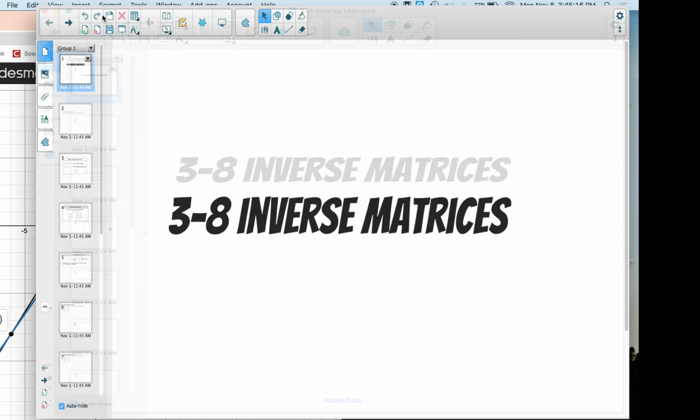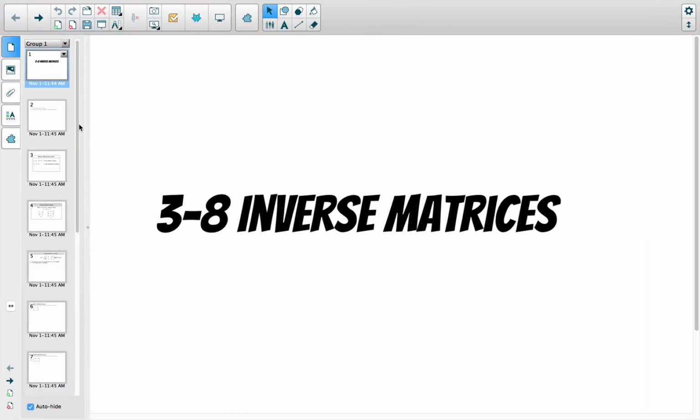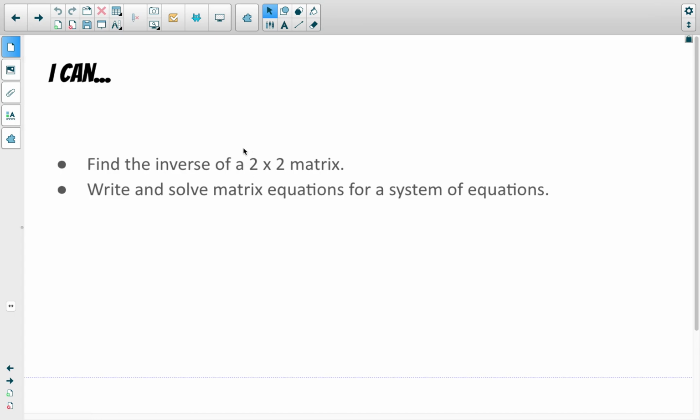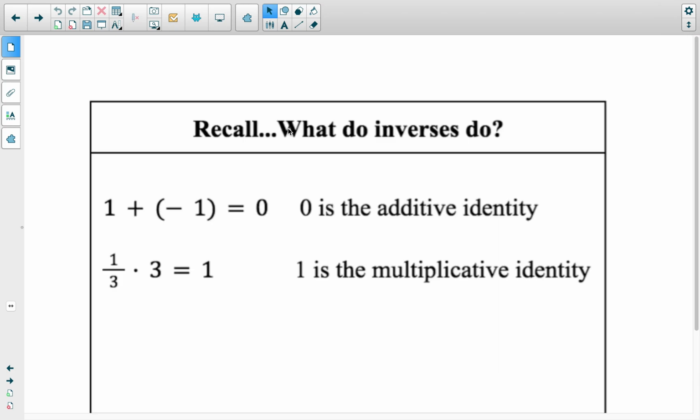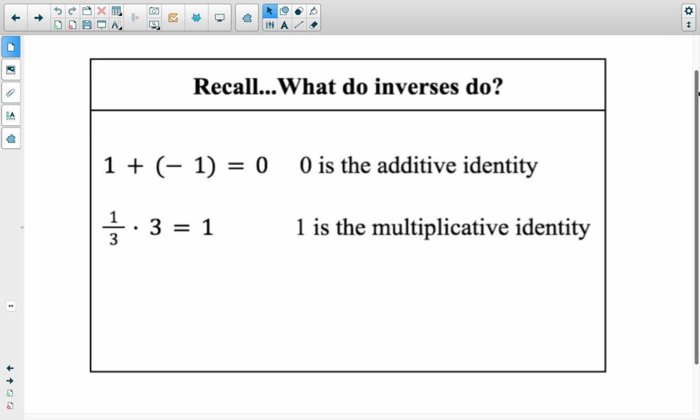Right, this is 3.8, all about inverse matrices. We will be able to find the inverse of a 2 by 2 matrix and write and solve matrix equations for a system of equations. So recall, what do inverses do? Like, what is an inverse in general?